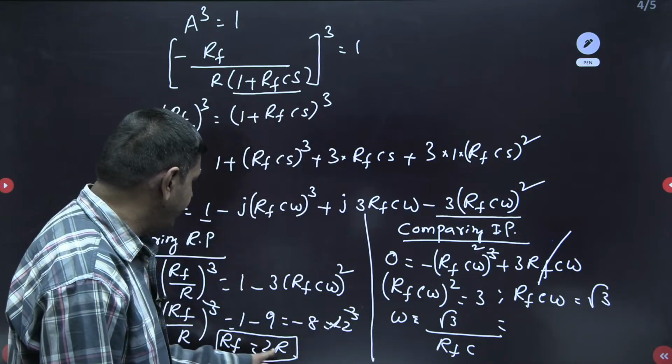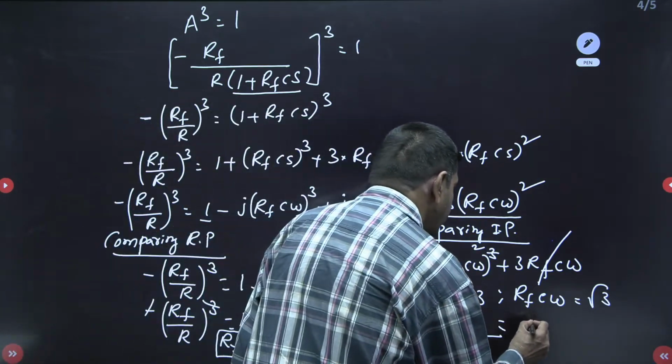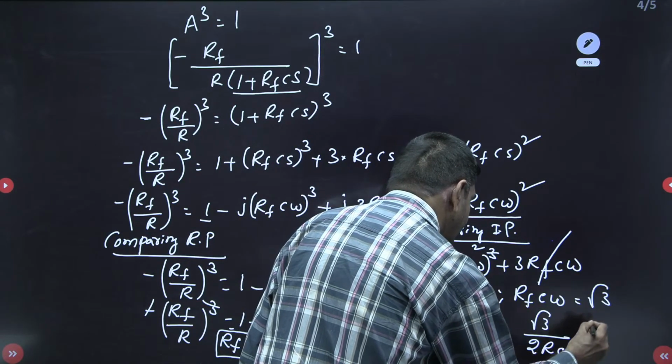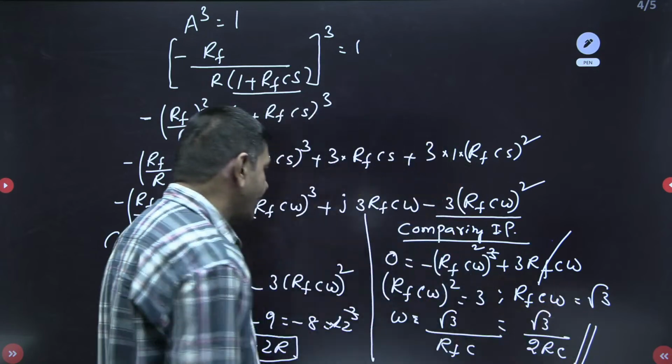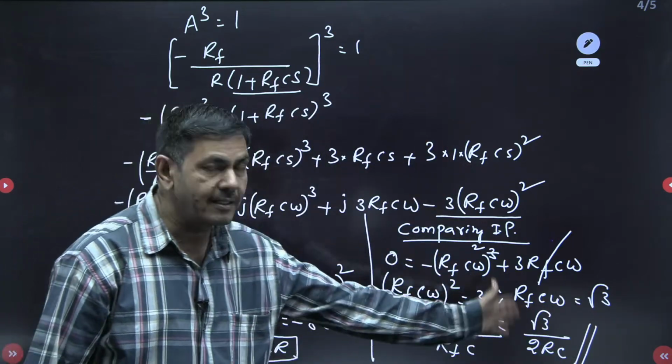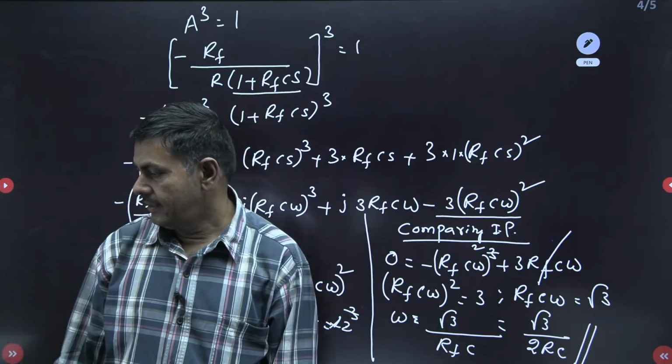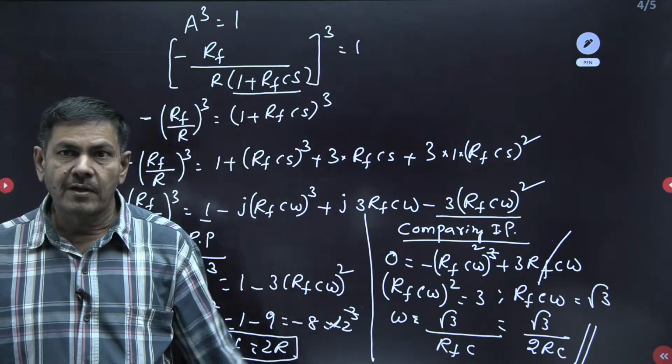We can substitute RF equal to 2R, so omega equals root 3 by 2RC. Yes, this is the required result, omega in radians per second. In such a way we can tackle this question. Understand now? I hope you followed this question.